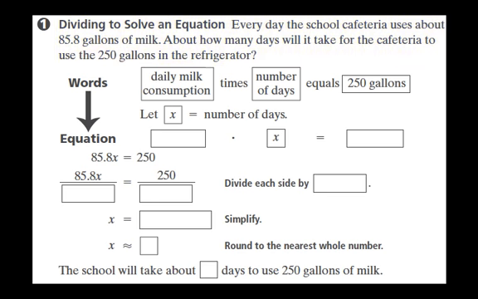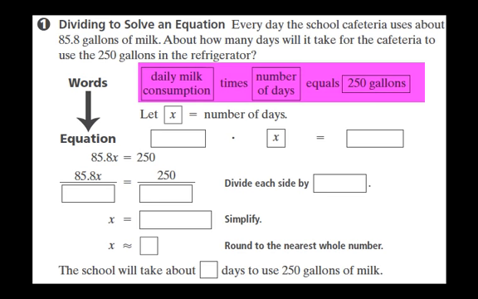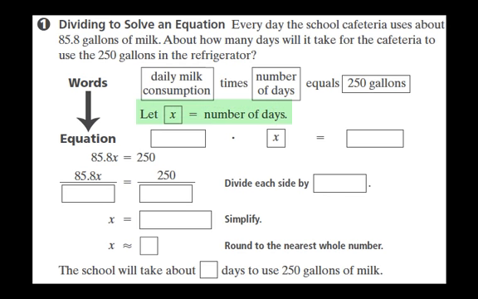We're going to start with a word formula. The daily milk consumption times the number of days equals 250 gallons. X is going to represent the number of days because that's what we don't know. The daily milk consumption is 85.8 gallons. So we're going to substitute that into our equation so that we can start it. X is our number of days, that's our variable, which equals 250 gallons. So our equation is 85.8x equals 250.